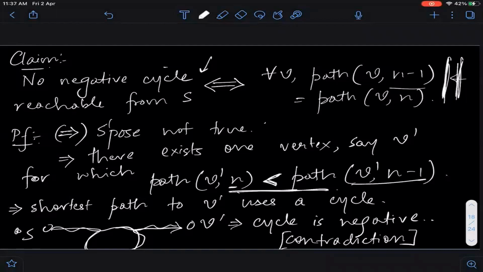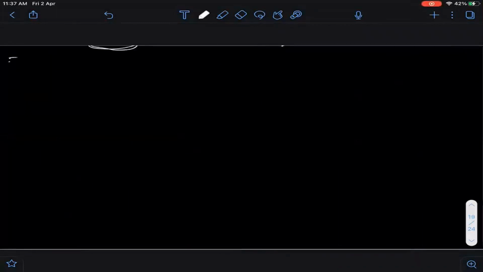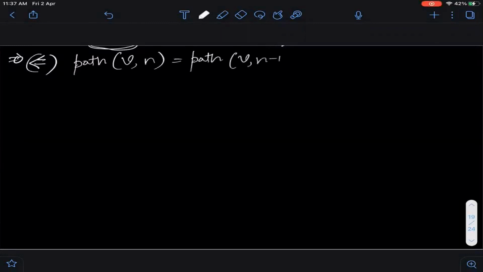Now we have to prove the other direction as well. कि अगर ये सबके लिए true है, can I confidently say that there are no negative cycles? That is the question that I should be asking. Okay. So let's prove that other direction. So what is the other direction? Sorry, this direction. So path v comma n is equal to path v comma n minus 1 for all v.